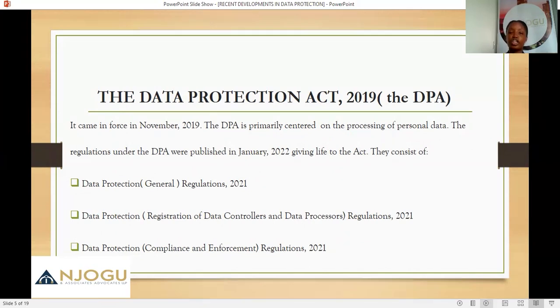First, we have the Data Protection General Regulations of 2021. We have the Data Protection Registration of Data Controllers and Data Processors Regulations of 2021, and then the Data Protection Compliance and Enforcement Regulations of 2021. We will see as we go along in our webinar how these various regulations have helped in deciding cases. They have helped in solving the unique cases that we're going to look at, because cases are different and we know case is precedent. But how do this Act and these regulations help the ODPC make decisions and judgments? Even the courts, how do they use these regulations? We are going to see that.